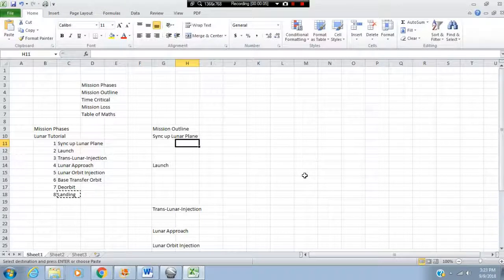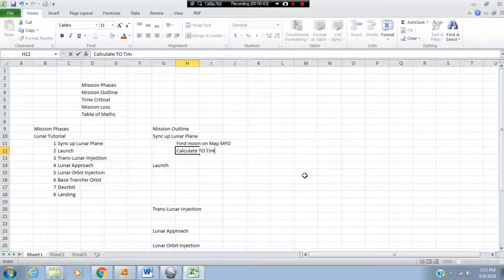Okay, so now I've placed our mission phases into the mission outline. So we're going to drill down to the next step, or the next few steps on this level. So the first thing that we're going to do is bring up the map MFD, and you're going to target the moon. And what you're going to do is first calculate and then wait for the takeoff time. And then we're going to calculate our azimuth, obviously before launch.